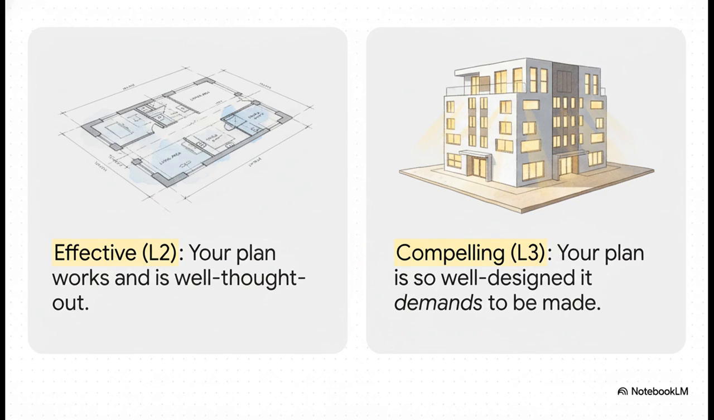Here's probably the easiest way to think about it. An effective level 2 plan is like a solid blueprint for a house. It works, it's well thought out, it's good. But a compelling level 3 plan is like a stunning 3D render of that house. It's so convincing and so professional that it just demands to be built.